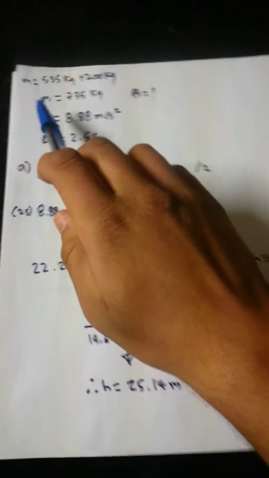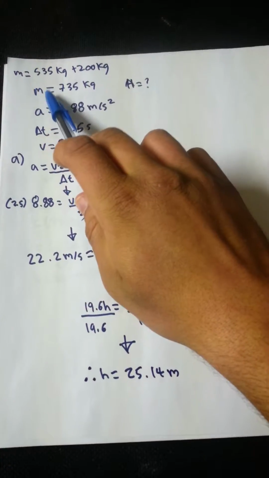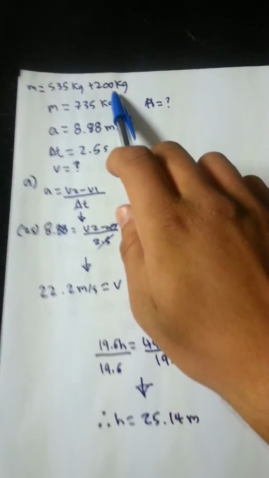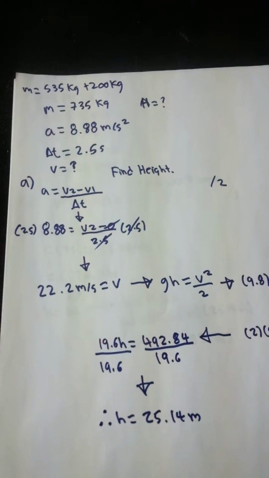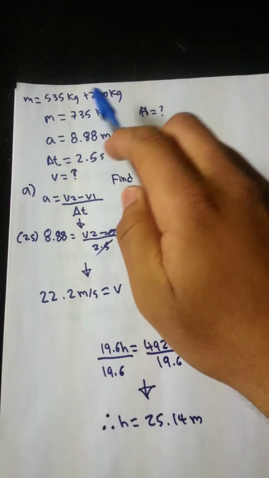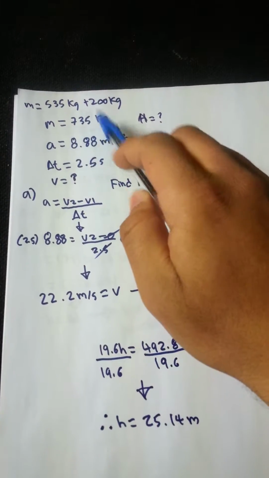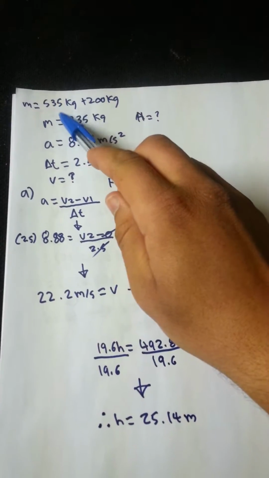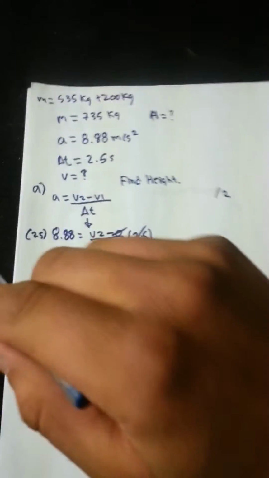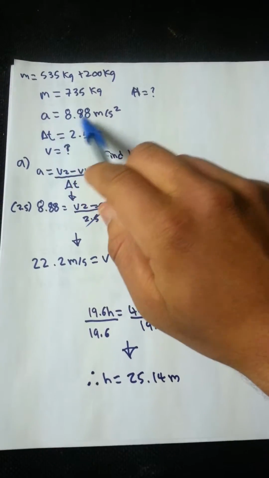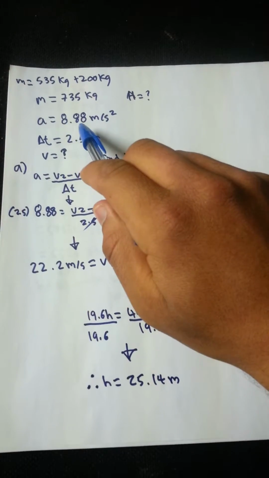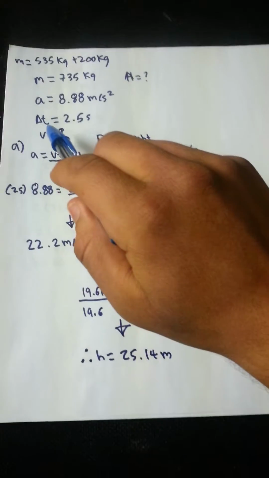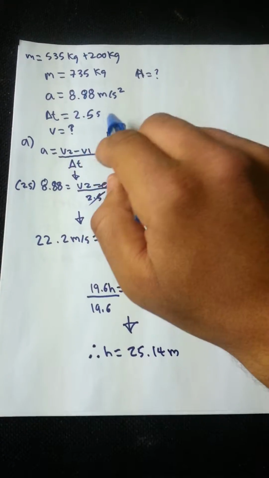So, here are your variables. To find the mass, you add 535 kilograms plus 200 kilograms, because John and Alicia both weigh 100 kilograms. So, 535 plus 200 equals 735 kilograms. And the car weighs 535 kilograms. The acceleration, which is given to you, is 8.88 meters per second squared. And the time is 2.5 seconds.